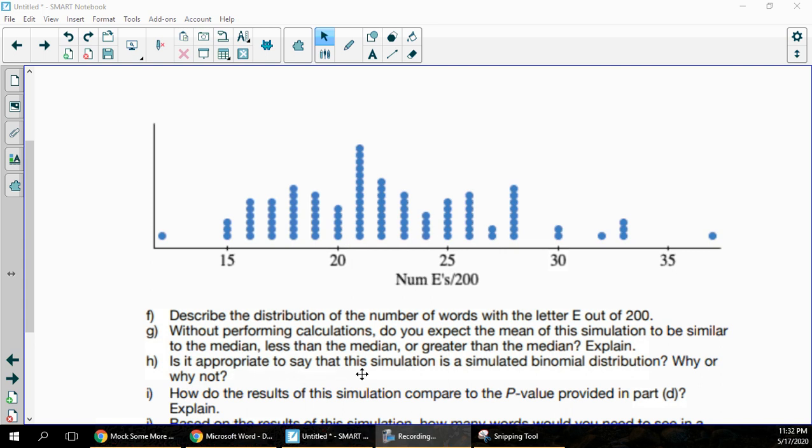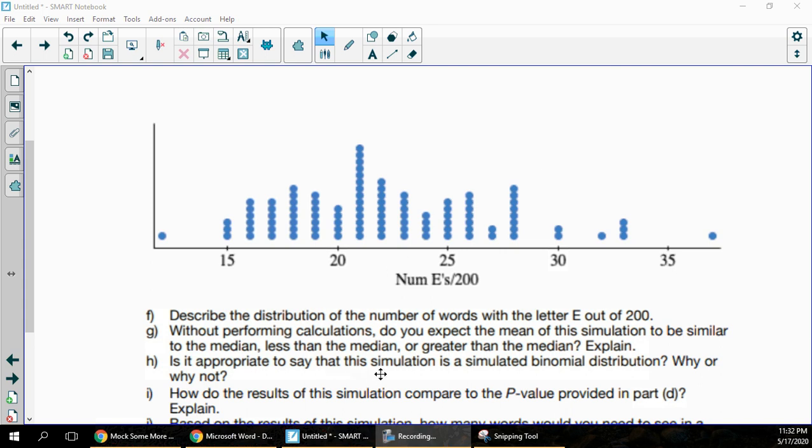Is it appropriate to say the simulation is a simulated binomial distribution? Why or why not? So remember, with a binomial distribution, I need to check four things. Was each one a success or a failure? Yes, because each word either has an E in it or it doesn't. Are the words independent of one another? Perhaps I would have to assume that they are independent of one another. Do I have a fixed number of words? Yes, 200. And is the probability the same every time? Yes, if we assume it's 11% every time.